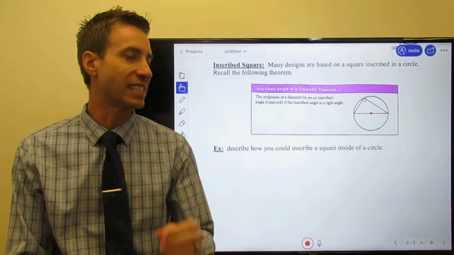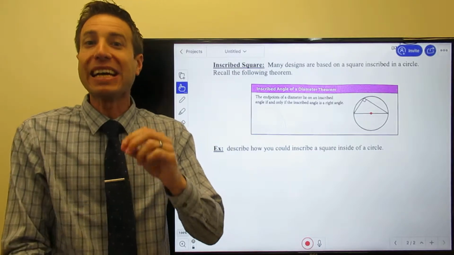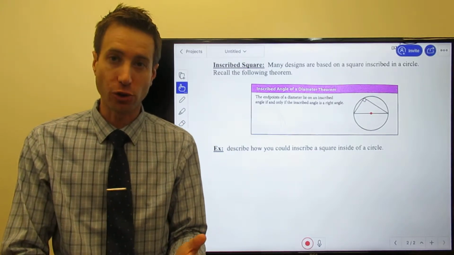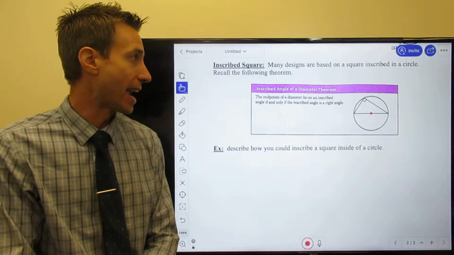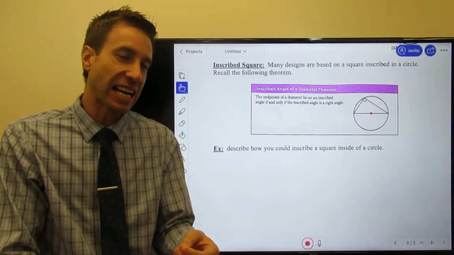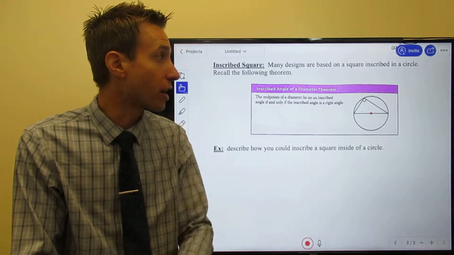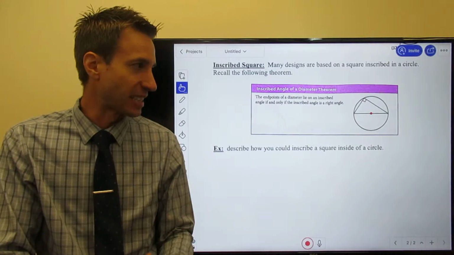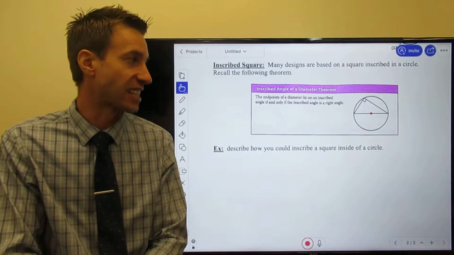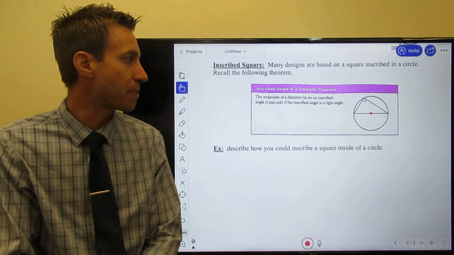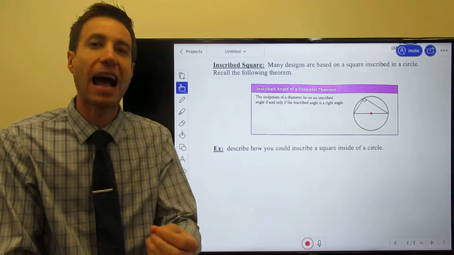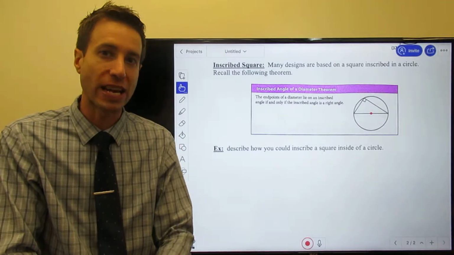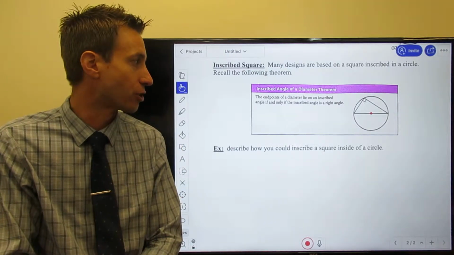The last thing I want to do is take a look at inscribing a quadrilateral, in this case a square. There are a lot of designs that are based on drawing squares inside of circles, especially when it comes to tile work, brickwork, things like that, a lot of times in landscaping. And so all we want to do is talk about how you would go about actually creating that square inscribed inside of a circle.